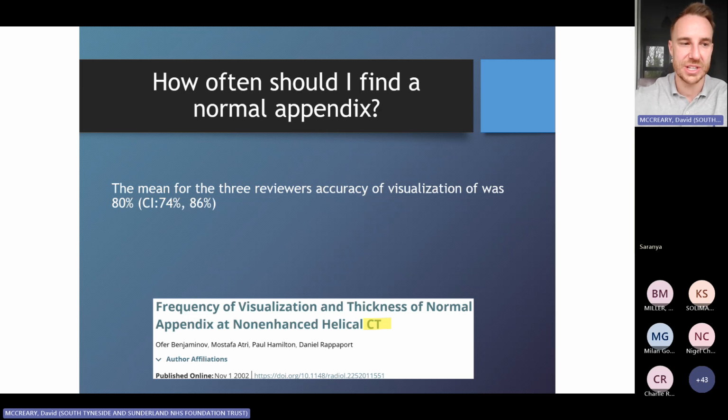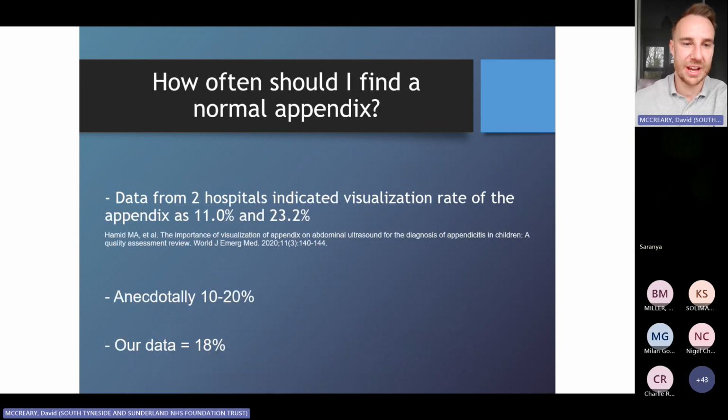A couple of questions first of all, as we're working through our technique. Before we get into the sonoanatomy, how often should I find a normal appendix? I started reading this paper last week, and it said the mean for 3 reviewers across one hospital visualization was 80%. I couldn't believe this. Then I realized the paper was about CT, that's the interpretation of radiologists for a CT scan. That in itself tells you as much as you need to know about other modalities of scanning, i.e. using ultrasound, if only 4/5 of the time we can identify it on CT scan. So that, of course, isn't anything to do with ultrasound, because we know nobody's going to be finding normal appendixes that often. Okay, so this is what I've found.